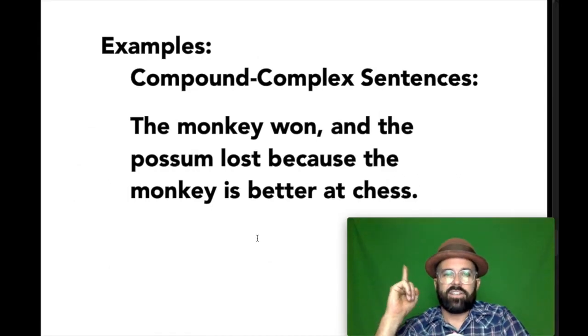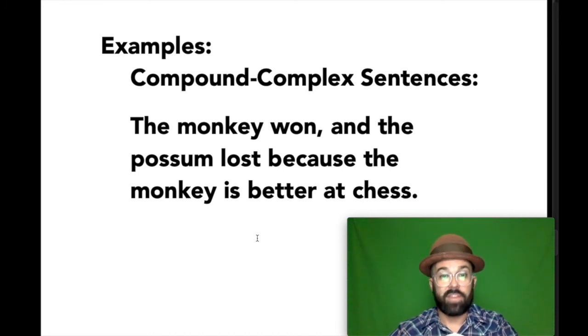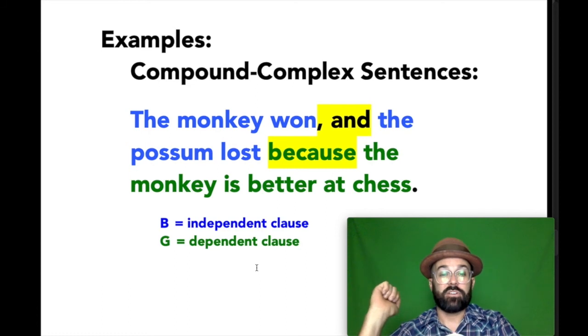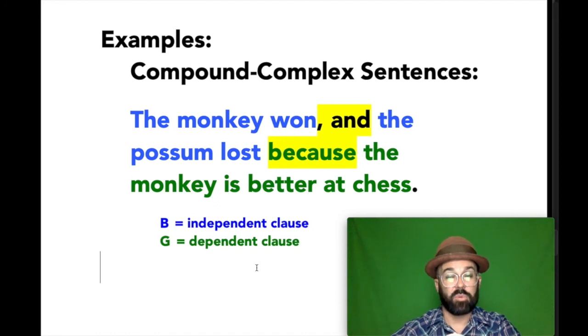Okay, let's take a look here at this compound complex sentence. The monkey won and the possum lost because the monkey is better at chess. In this example, there are 2 independent clauses and 1 dependent clause. Can you find them? Let's take a look. Okay, so hopefully this is not getting too complicated, but the independent clauses are in blue, the dependent clause is in green. I've highlighted both the coordinating conjunctions and the subordinating conjunction.